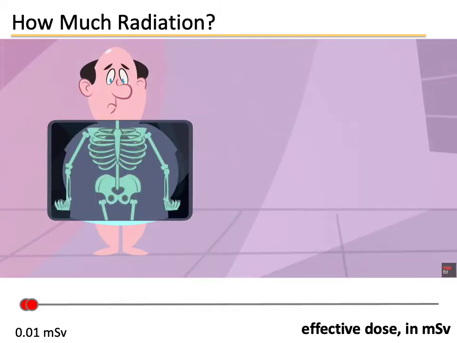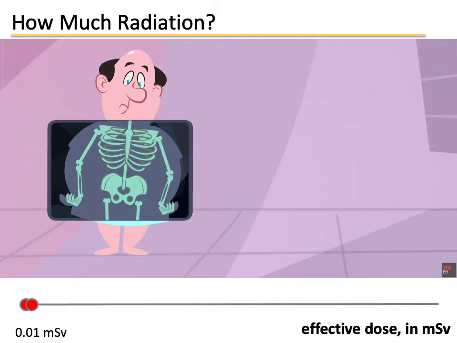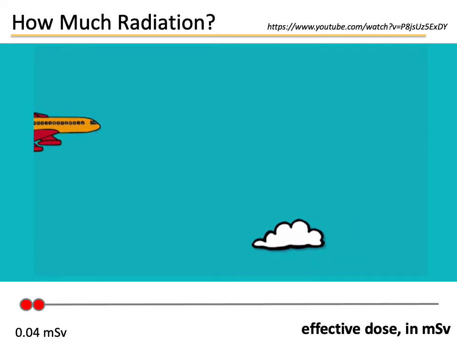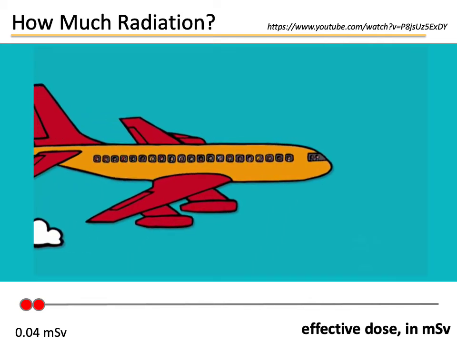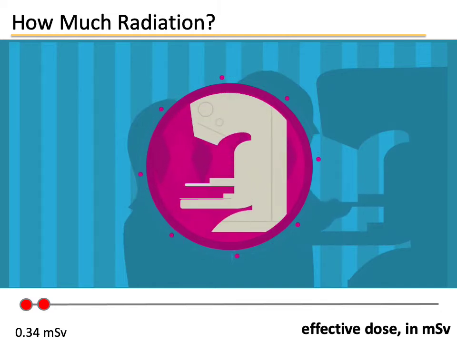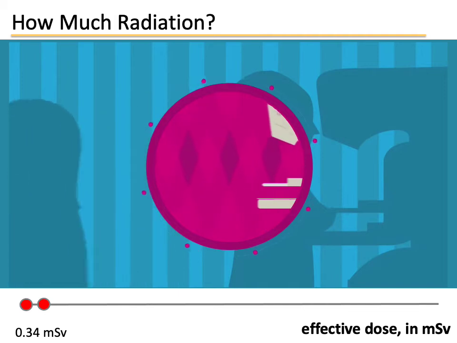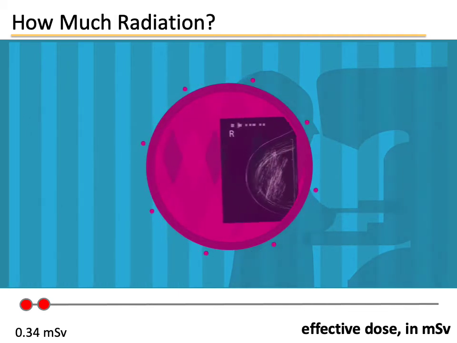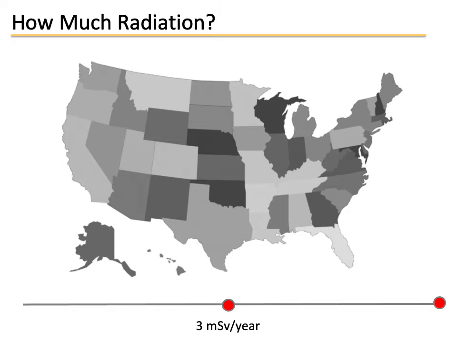We can compare this with the dose from a routine chest X-ray, which has an effective dose of about 0.01 millisieverts. A transatlantic flight will expose you to about 0.04 millisieverts. And a standard screening mammogram, 2 views of each breast, has an effective dose of about 0.34 millisieverts. The average background radiation in the United States is about 3 millisieverts per year, although it's about twice that in Colorado, about 6 millisieverts per year. That's due mostly to uranium that occurs naturally in the soil and decays into radioactive radon.